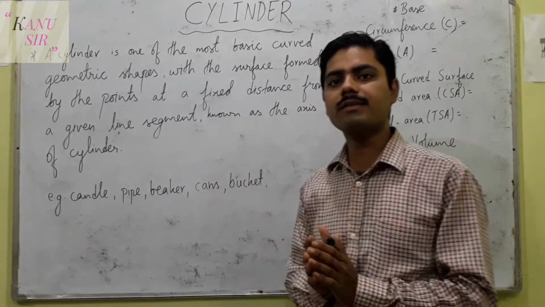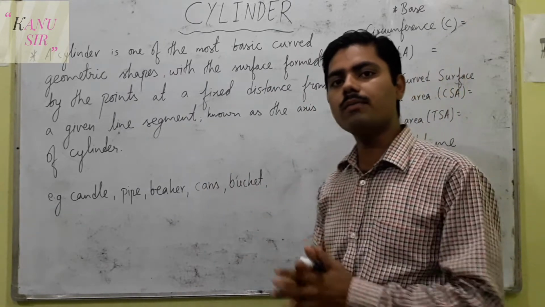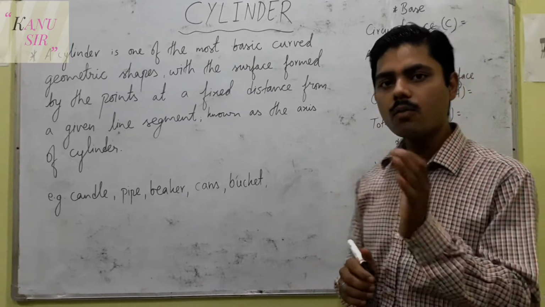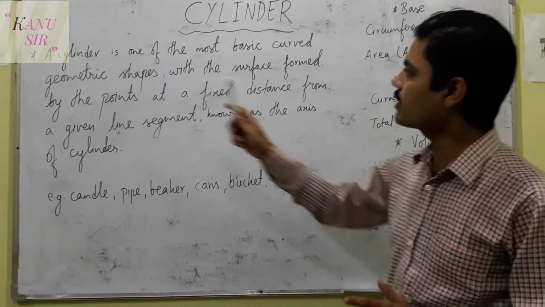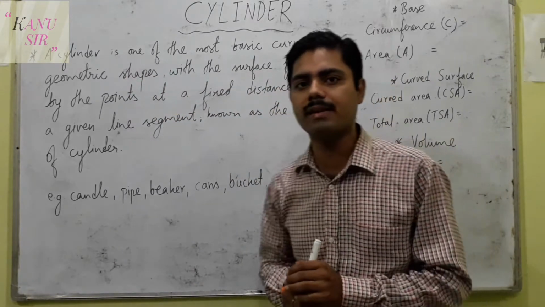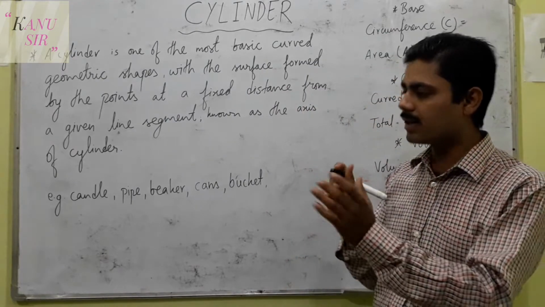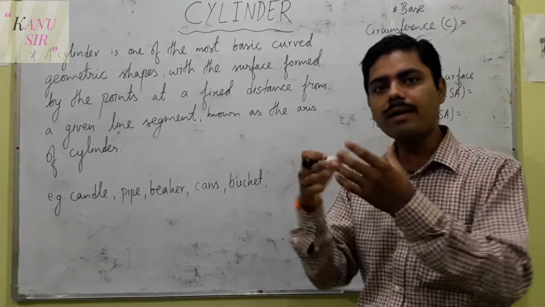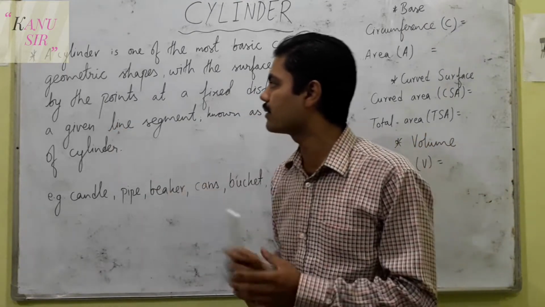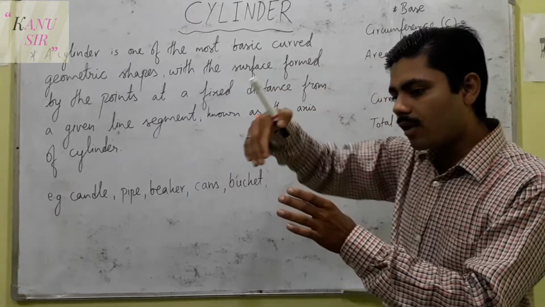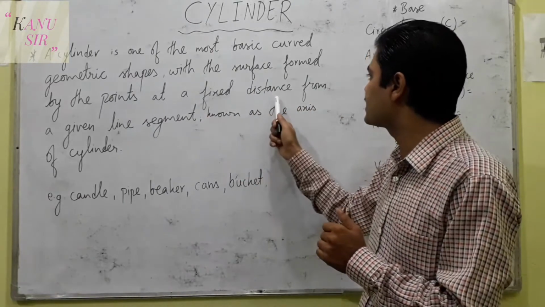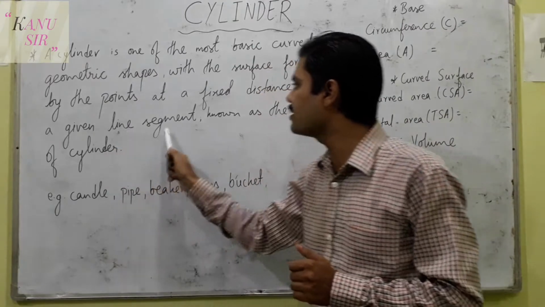So before knowing about the formulas, let us understand the definition of a cylinder. What is a cylinder here? A cylinder is one of the most basic curved geometrical shapes, a rounded type of shape, with the surface formed by points. The surface of a cylinder is formed by points at a fixed distance from a given line segment.